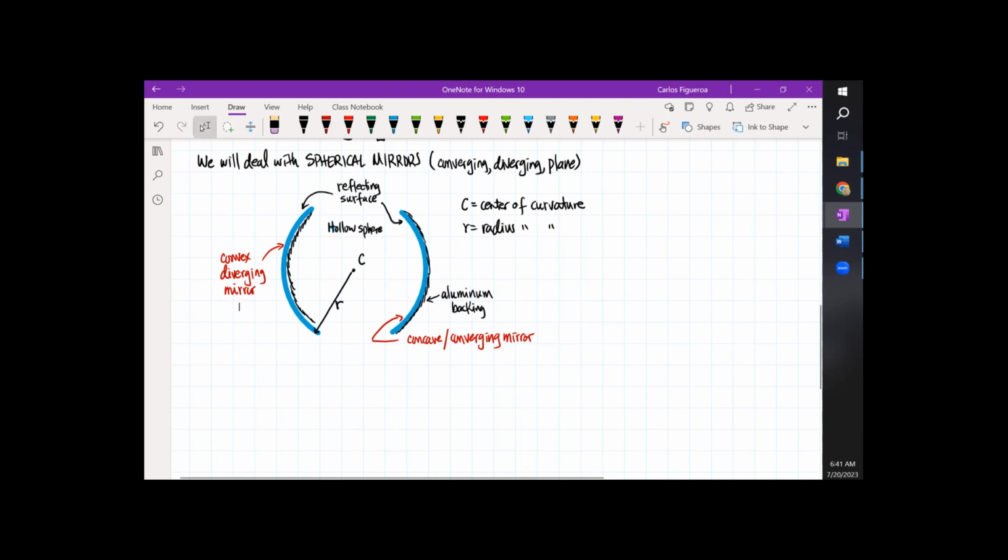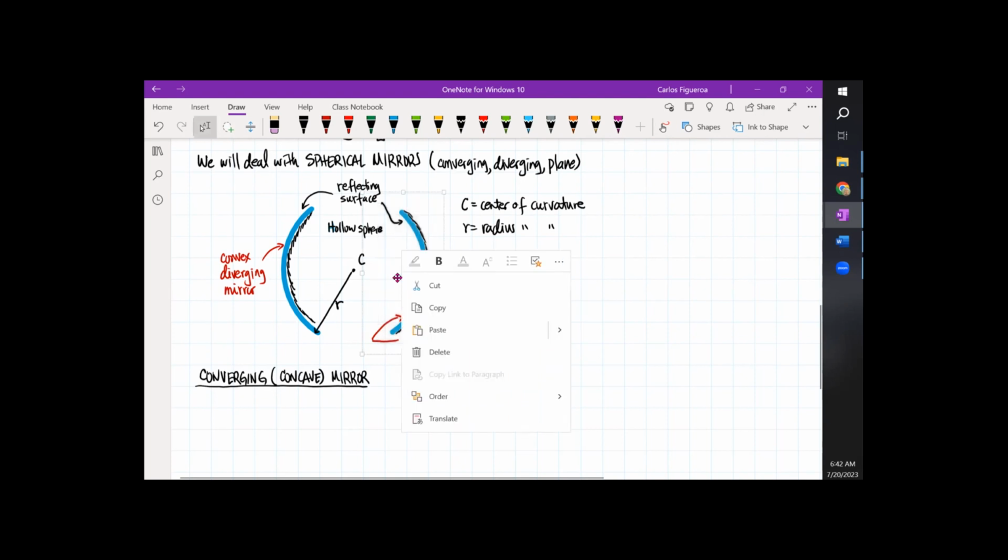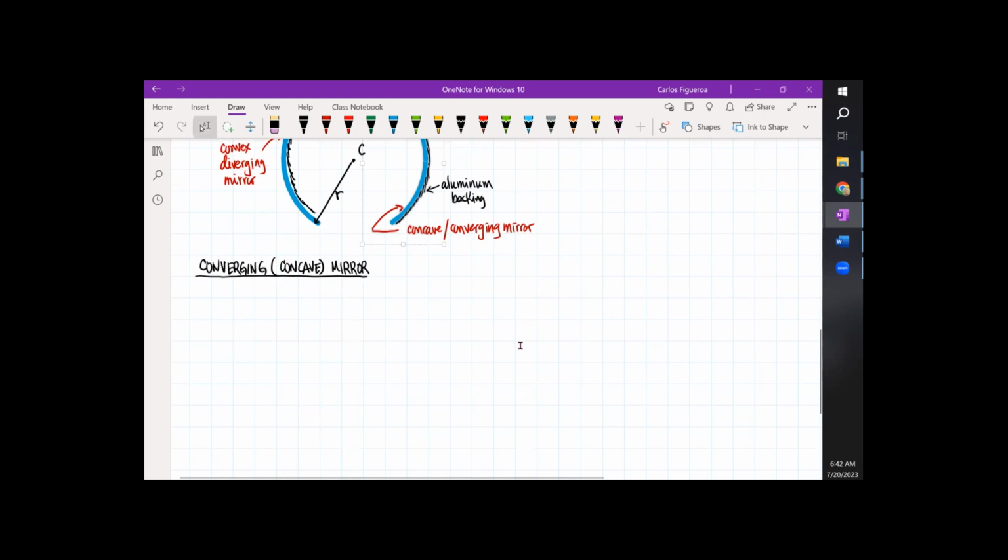So now let's look at a piece of these guys here. The first thing I'm going to deal with is a converging mirror. Because it's commonly called a concave, I'll write concave to remind you, but I'm going to stick to the word converging mirror. Now, I have a converging mirror right here. So I'm going to copy this right here, and then I'll just modify it.